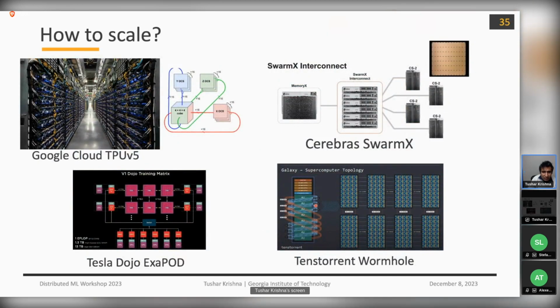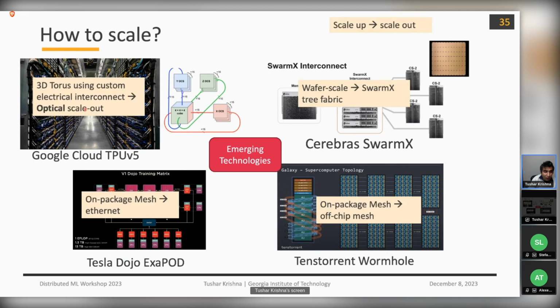And there are also systems that are using more and more exotic technologies. Google TPU actually uses photonic interconnects to scale out. Cerebras uses a wafer-scale technology to build a very large node, followed by a custom topology they call SwarmX. And then Tesla and Tenstorrent have gone with mechanisms for building very, very large packages with chiplets, and scale using chiplets followed by traditional mechanisms.